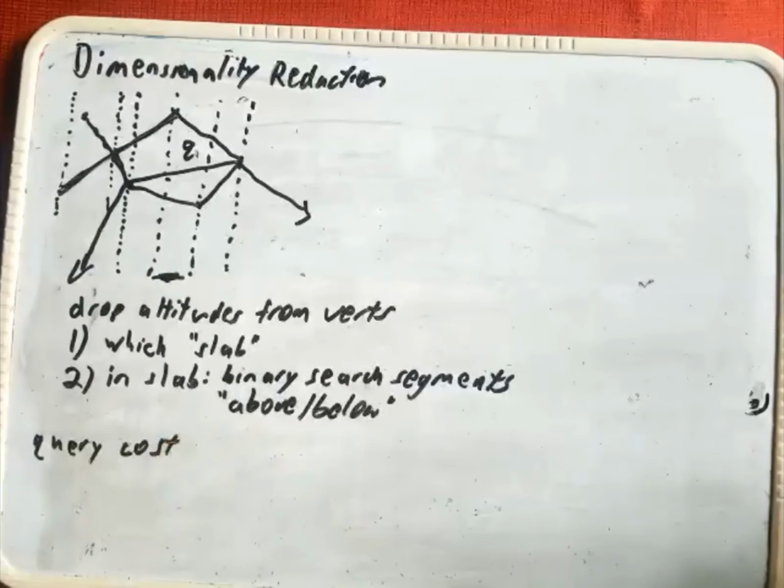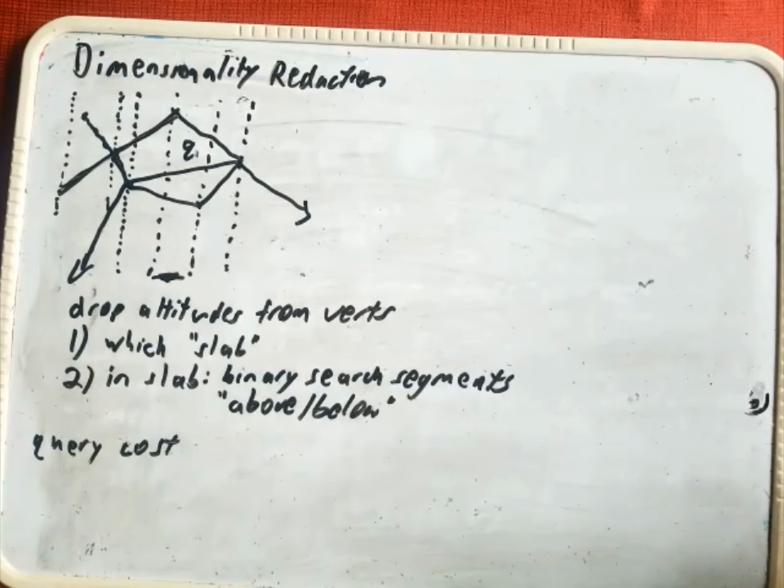If I have this data structure, an array of slab boundaries, and within each slab I've got the line segments of that slab in the proper order, what's the runtime going to be to find a query point? How fast can I figure out which slab I'm in? O(log n) if it's sorted. Right. So which slab is order log n.